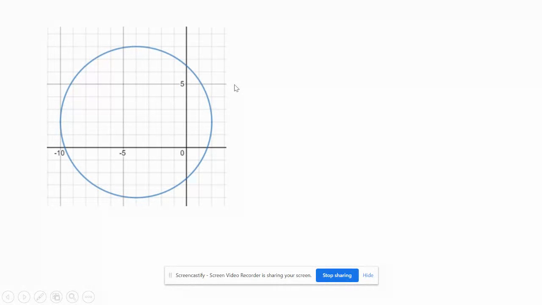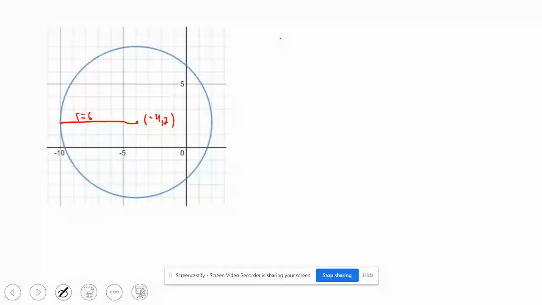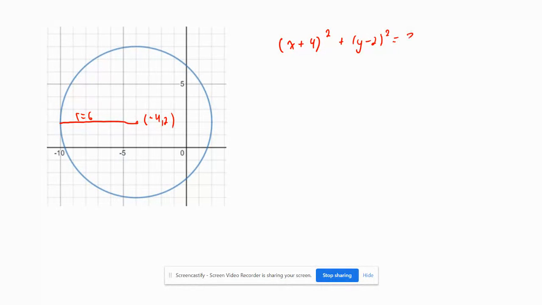All right, similar idea for this circle over here. Negative 4, 2 is our center, and our radius is 6 in this case. So our equation is x minus negative 4, which simplifies to (x plus 4) squared plus (y minus 2) squared equals 6 squared, which is 36.